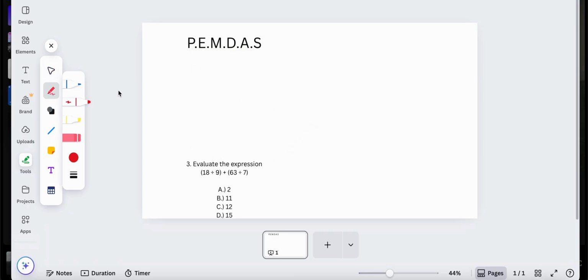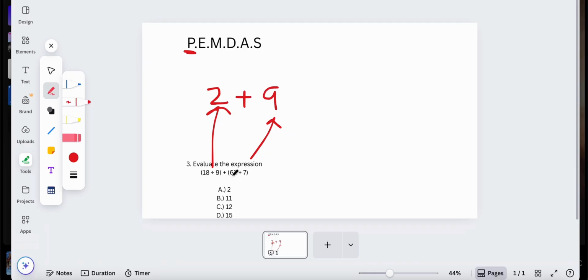So here, remember order first. We start off with P. P stands for parentheses. So in this case, we start off with the 18 divided by 9 and 63 divided by 7. We know that 18 divided by 9 is already 2. And then plus 63 divided by 7. 63 divided by 7 is 9.